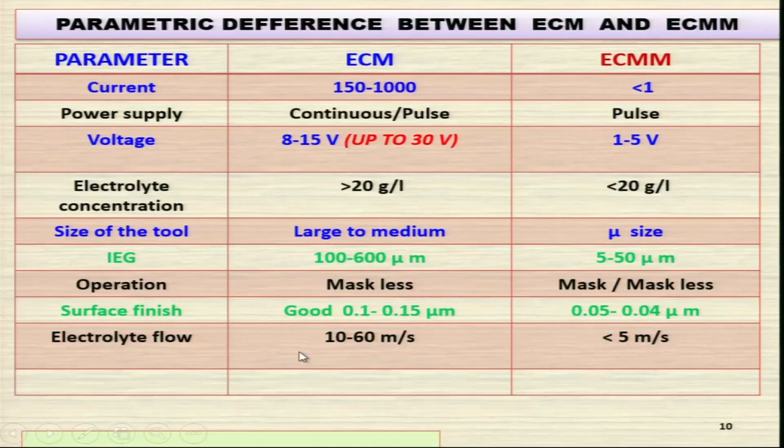And electrolyte flow velocity is 10 to 60 meter per second in case of ECM, while it is less than 5 meter per second in case of ECMM. And the reason is very simple. I have explained in other lectures that electrodes are very small in size, and if you have a large force of the electrolyte on the electrode, it may damage, it may bend, and then the feature created will not be accurate.